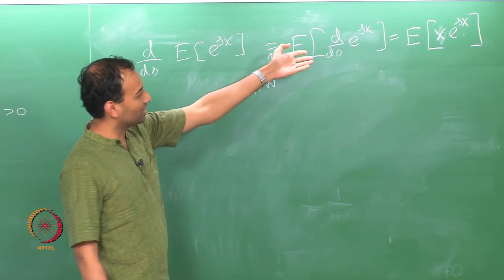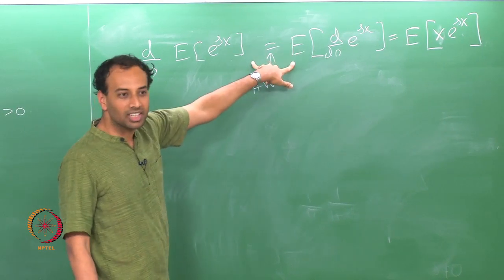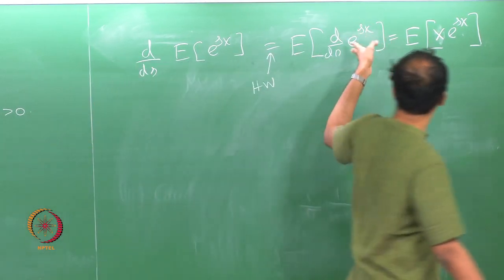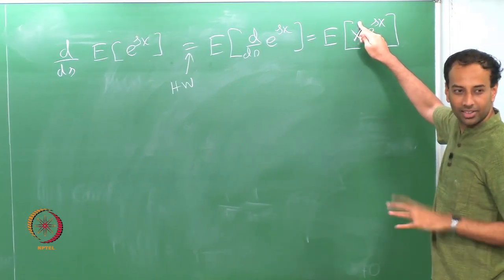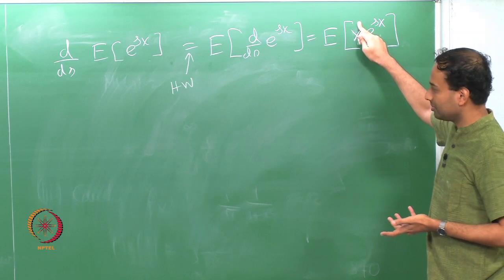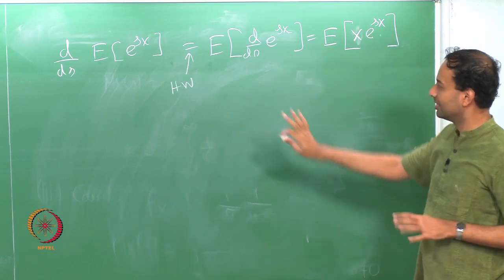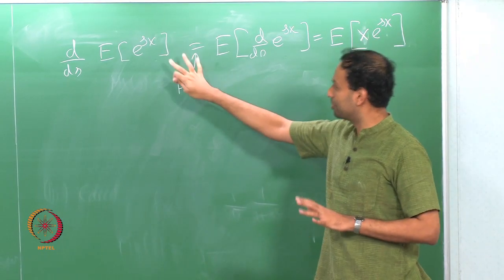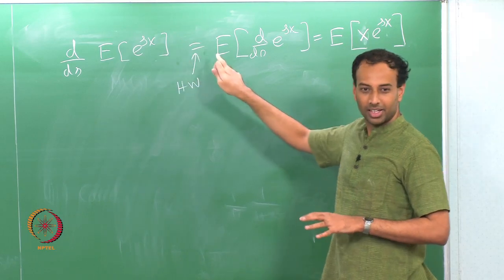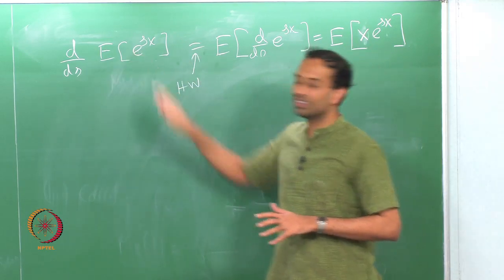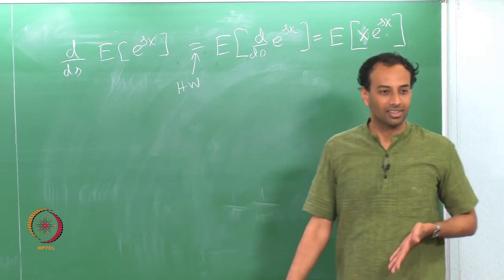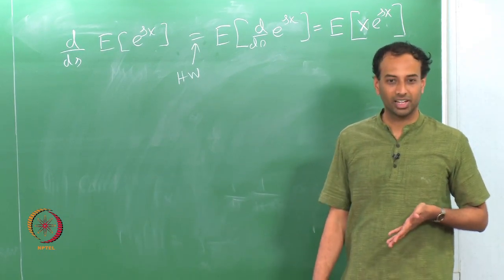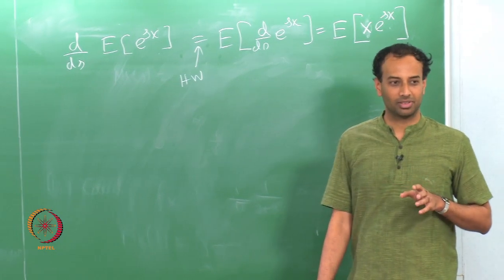And similarly for the mth derivative, if you are willing to buy the step, you can differentiate this m times and you will get x to the mth here. So, you get the mth moment. The only real mathematical thing is that you are essentially differentiating inside the integral, and that requires justification. It is not always true, it requires justification.